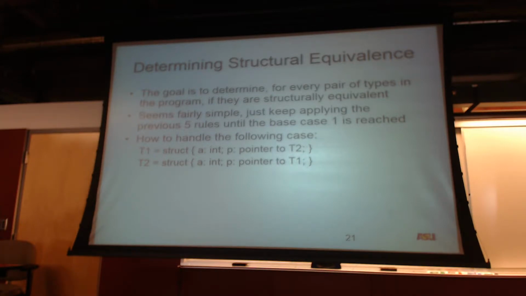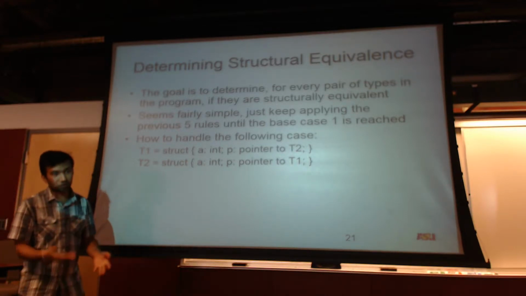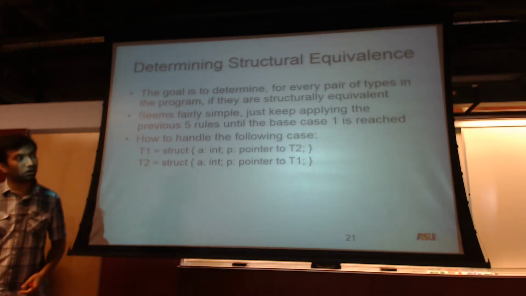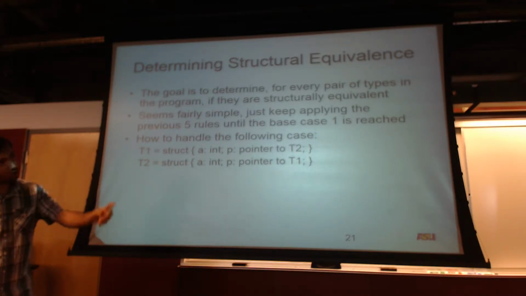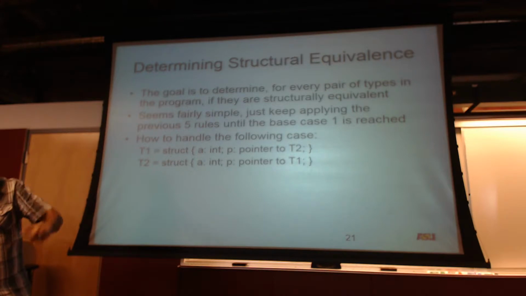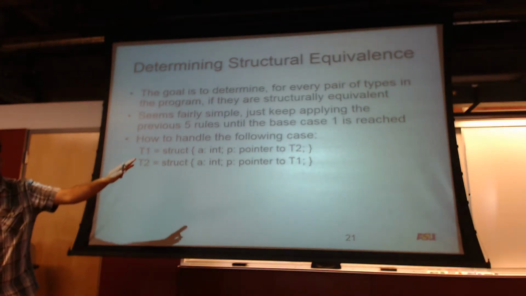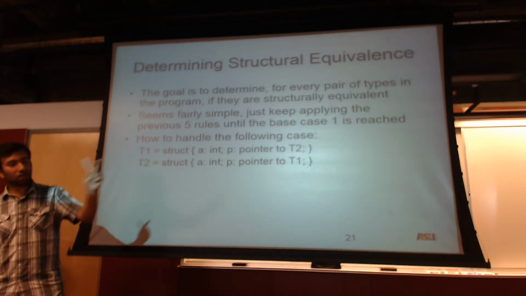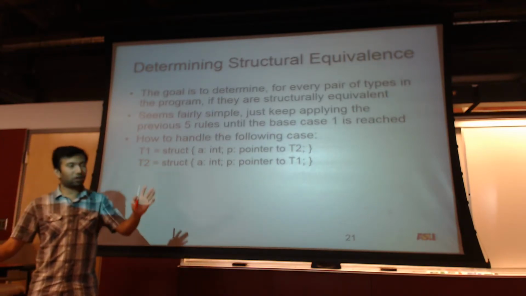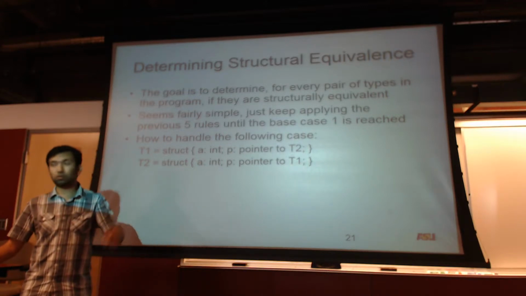So you apply rule 5. What is rule 4 first? Sorry, no, rule 3. Right? Structure equivalence of structures. So rule 3 you apply. Rule 3 says that all the variables have to have structurally equivalent types. So the first variable is fine because the int is structurally equivalent. Second variable, what happens? It's a pointer to T2 and a pointer to T1.